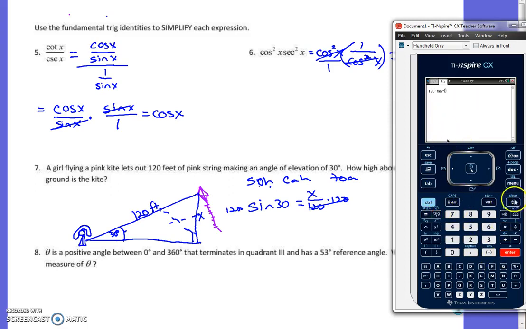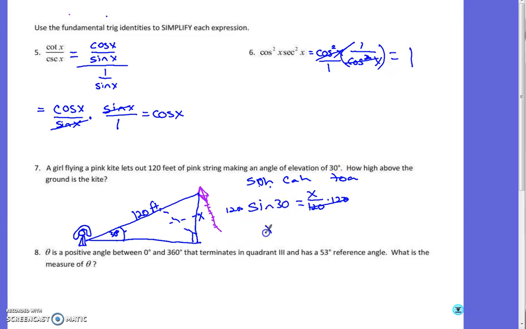Ooh, my cursor moved, I wasn't paying attention. Let me fix that real fast. Backspace. 120 times sine of 30 is 60. Because sine of 30 is actually 1/2, so this is just x equals 60, and our units are feet, so 60 feet.